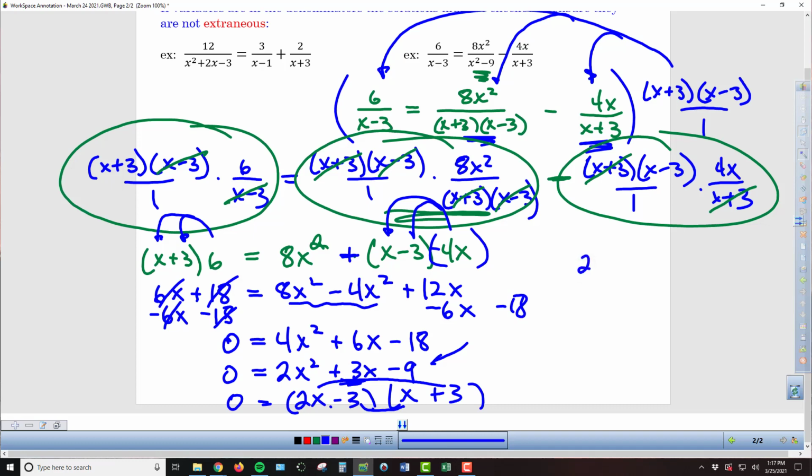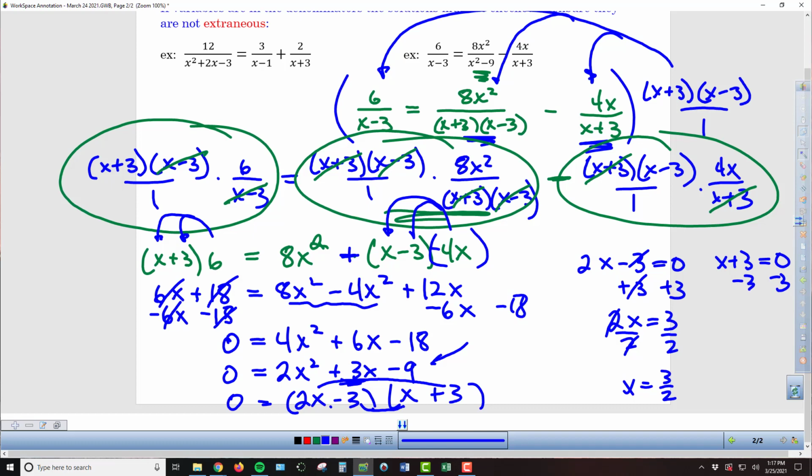So we can take these two factors, 2x minus 3 and x plus 3, and set them both equal to 0, and then solve these little mini equations. So if I add 3 to both sides, I get 2x equals 3. If I divide by 2, I get x equals 3/2 as one of my answers. And then over here, if I subtract 3 from both sides, I get x equals -3 as my other answer.